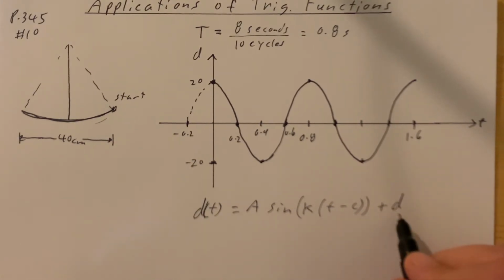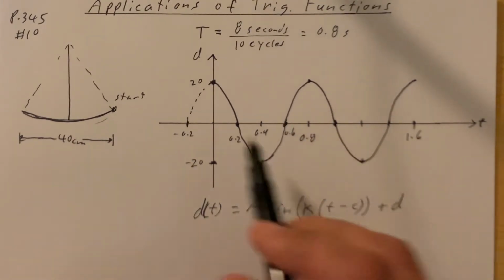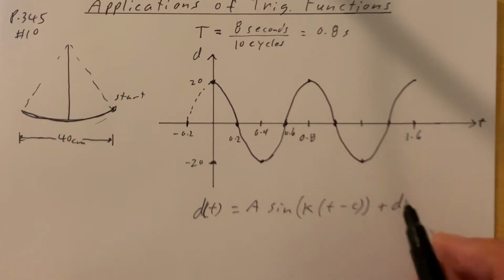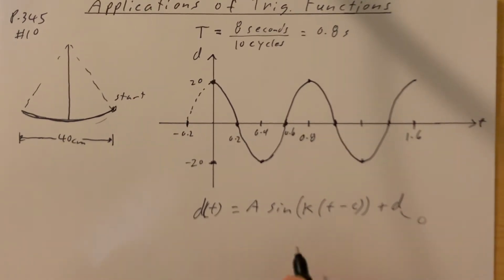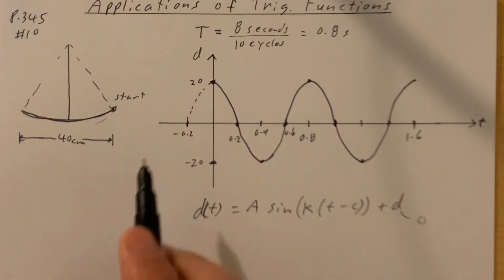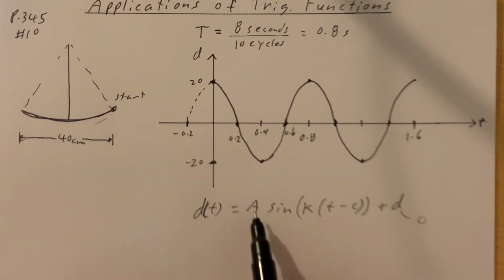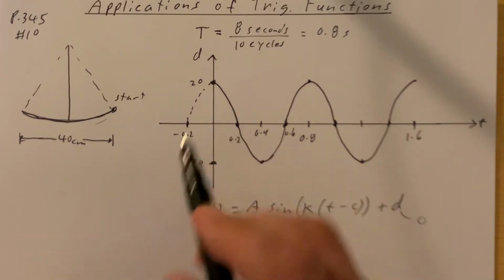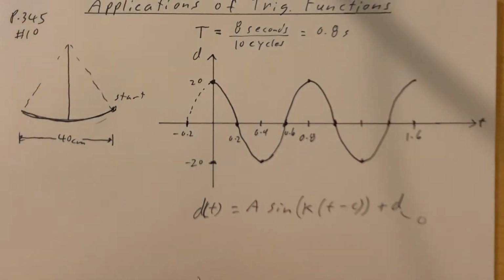D is where the axis is, and the axis is right at 0, so that's going to be 0. And A, if it's a sine graph that's been moved back, A is going to be positive. The amplitude is 20. C is going to be plus 0.2.